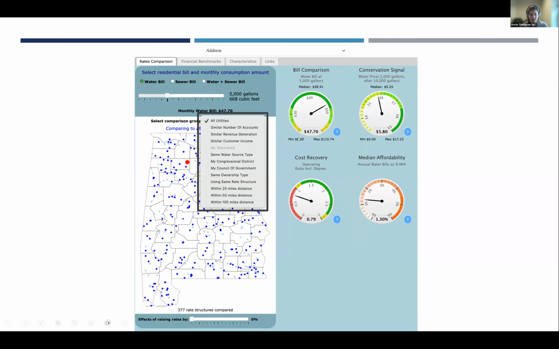And then just to give you an idea of what those drop downs look like, we're thinking about Addison here, if you were to click that drop down, these are some of the comparison groups that you could pick from. So similar number of accounts, revenue generation, customer income, source water type, congressional district, and then some of the geographic stuff that I talked about before.